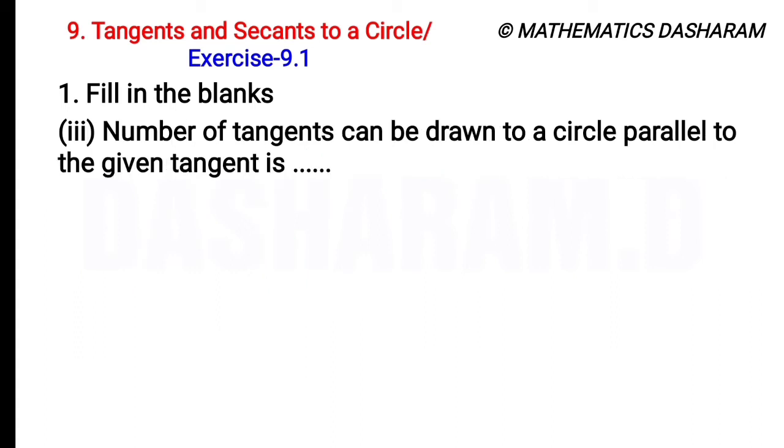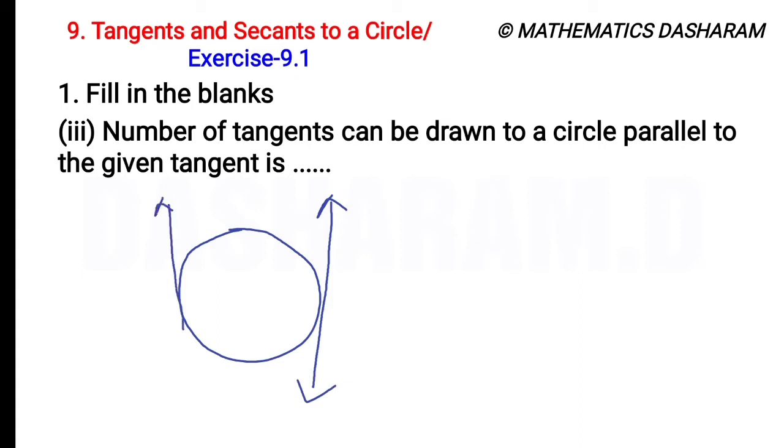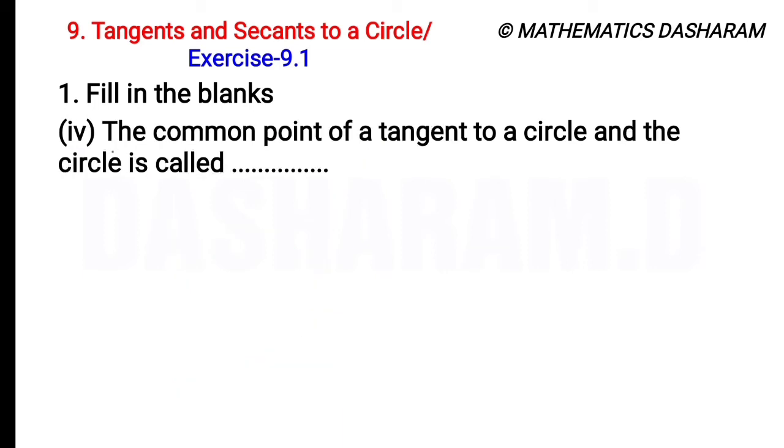Third question, the number of tangents that can be drawn to a circle parallel to a given tangent is dash. So here is a circle and here is a tangent. For this tangent we can draw only one parallel tangent. So the answer is 1.